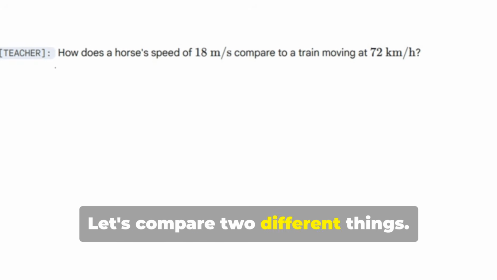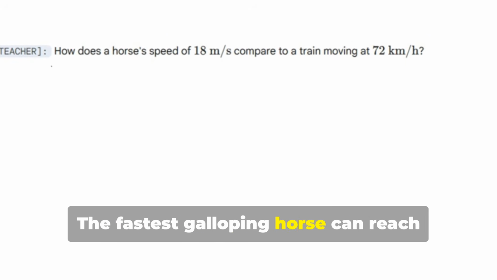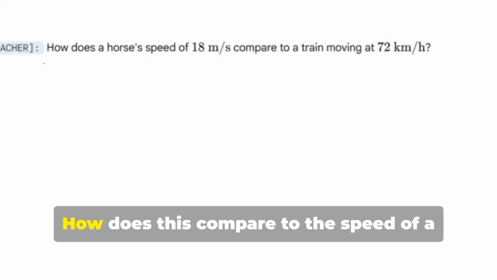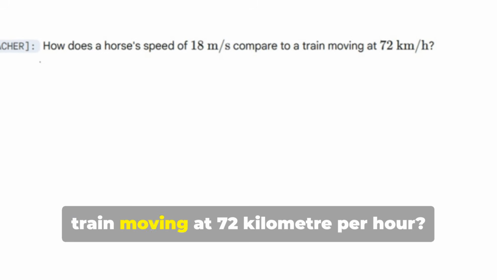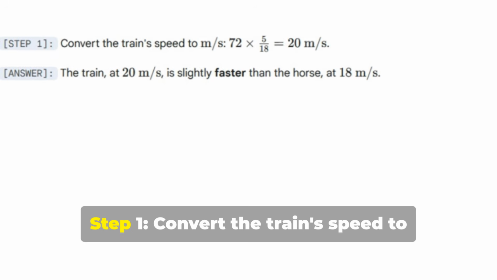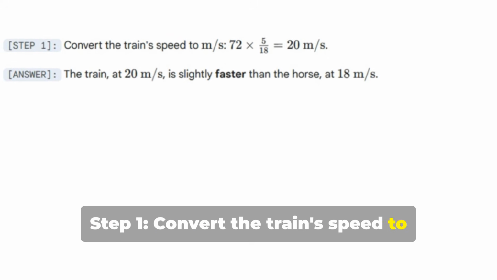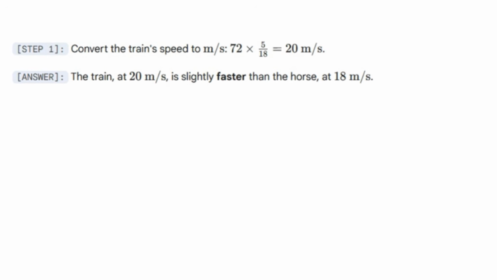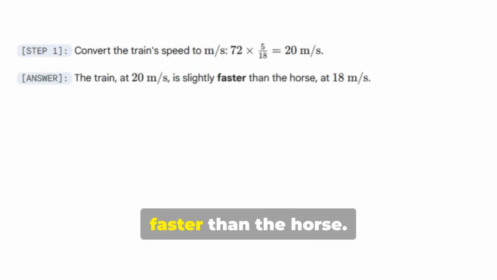Let's compare 2 different things. The fastest galloping horse can reach the speed of approximately 18 meters per second. How does this compare to the speed of a train moving at 72 kilometers per hour? Step 1. Convert the train's speed to meter per second so we can compare them. Conclusion. The train is slightly faster than the horse.